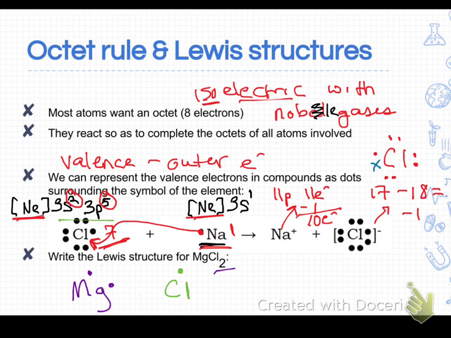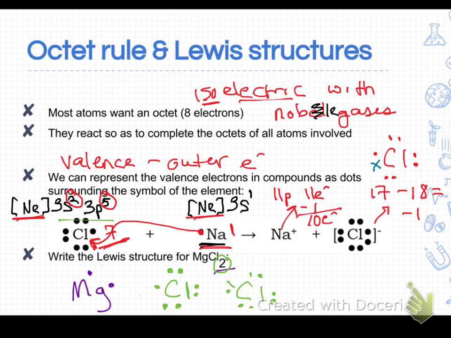So I'm going to write them one at a time per side. So there's 4, 5, 6, 7. So there's our 7. But this number 2 here, this subscript 2, has meaning. It means that I have 2 of these. So I'm going to put 2 of them.